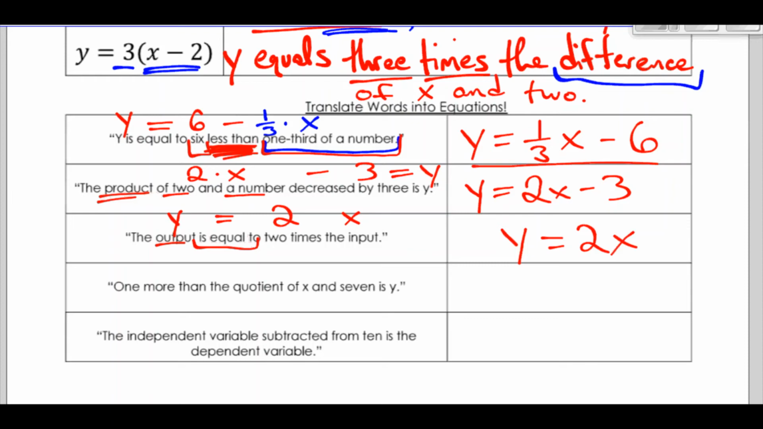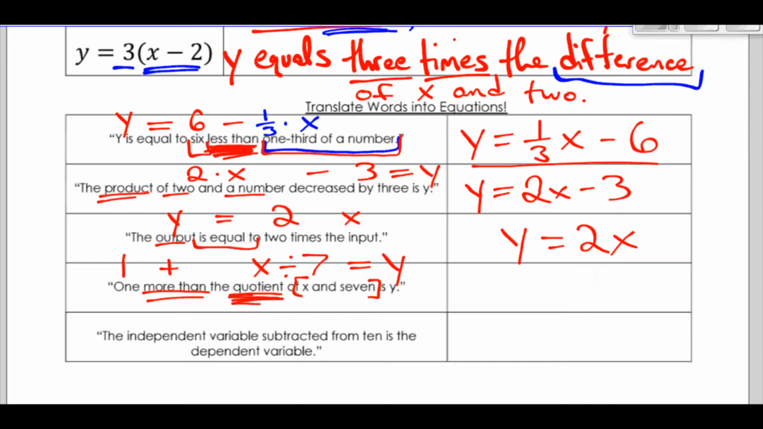Next it says one more than. More than is telling us to add. More than the quotient of these two things. Whatever comes next, it's dividing those two things. It's the quotient between those two, which is x divided by 7, and that is y. Sorry, that is y. Said that wrong.